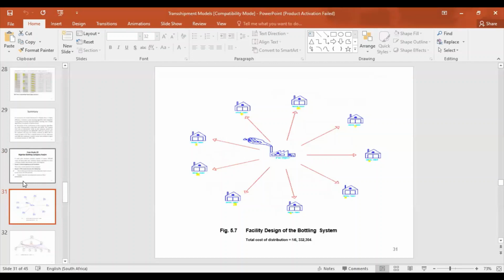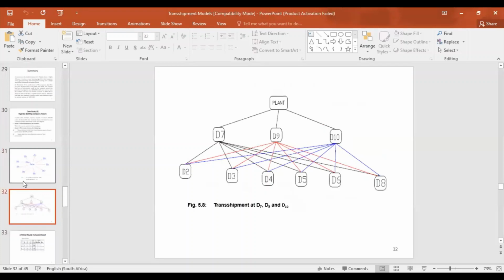So instead of product flowing from the source to all the destinations, we can decide to create transshipment points by using a heuristic technique. Having performed the heuristic search, we chose 3 transshipment points out of the 10 different destinations, so that products can either move from the plant to these 3 destination points for onward flow to the final destinations.